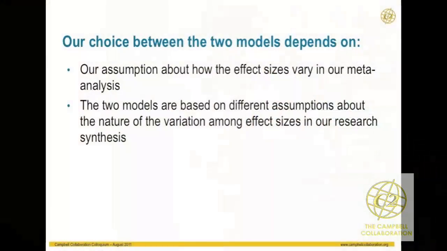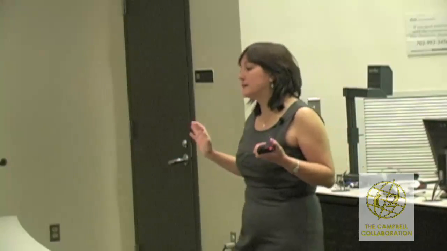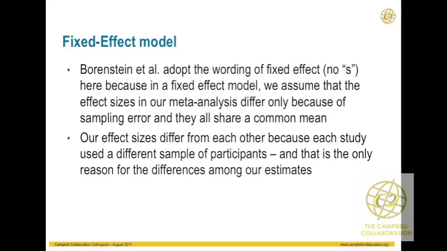We make the choice between fixed and random effects models based on our assumptions about the nature of the variation between the effect sizes in our meta-analysis. Okay. So they have two different kinds of assumptions about why the effect sizes might differ from each other in our studies. So we're going to start with what I'm going to be calling, and I'm going to try to train myself to do this, the fixed effect model. Borenstein and colleagues adopt this language. Instead of calling it fixed effects with an S, we call it fixed effect.